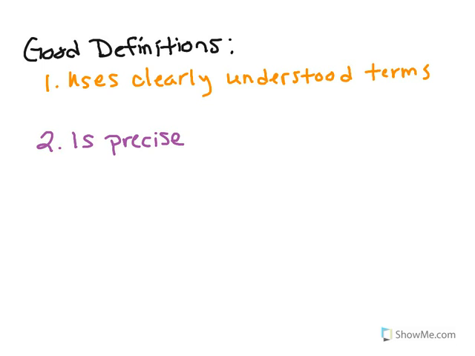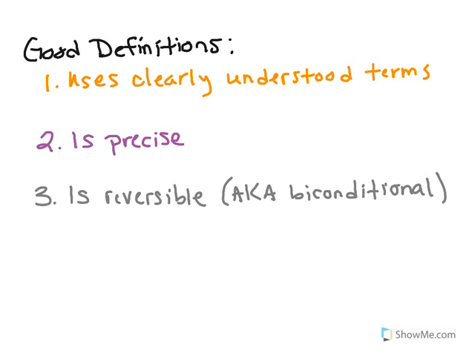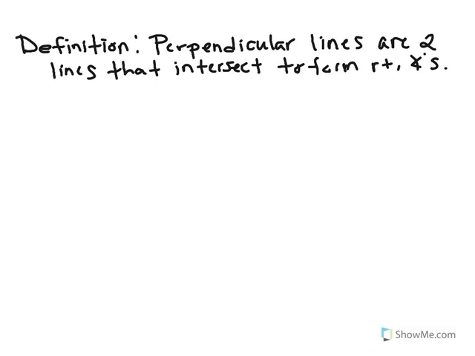So let's look at the last one, and this is that it has to be reversible. That means that you can write your statement as a true biconditional statement. So we're going to take a look at an example. We're going to be given a definition and then have to write that as a conditional, as a converse, and a biconditional to see if it truly is a good definition. All right, so here's our first definition. It says perpendicular lines are 2 lines that intersect to form right angles, or 90-degree angles.